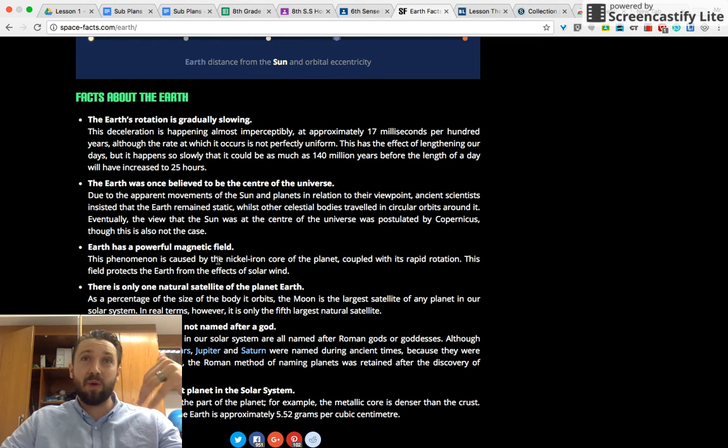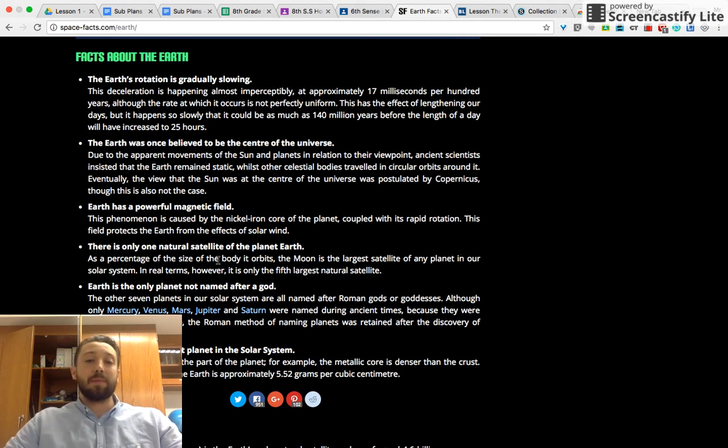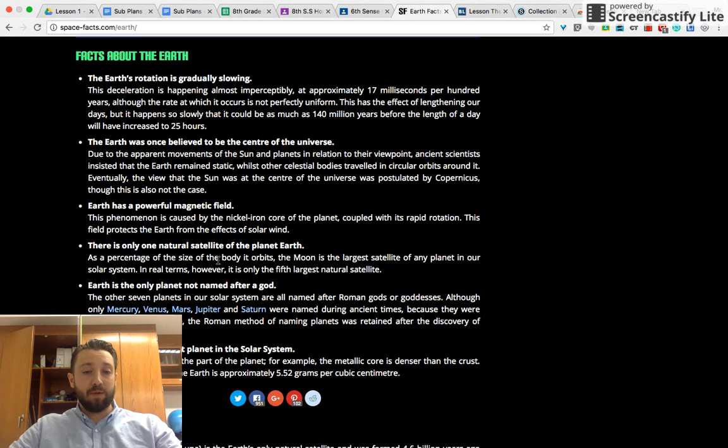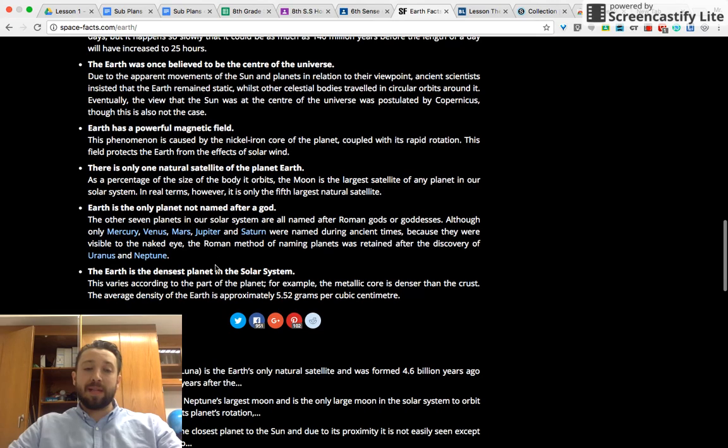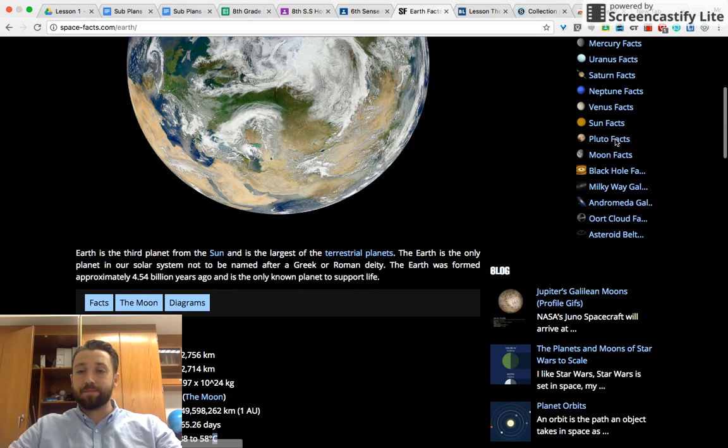So geocentric, no more. Earth has a magnetic field, which is like our protective shield against the sun's rays and wind, that solar wind that could really hurt us. The magnetic field blocks that. And we have only one natural satellite, being the moon. Obviously, we have a ton of satellites above our head, but a natural satellite is one that we didn't put up, and that's our moon. And it's also the densest planet in our solar system for its core. And that's our Earth. That's what you have to know. Let's go to the moon.